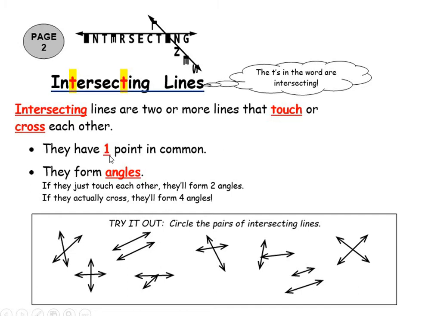Since they touch or cross, they have exactly one point in common, and where they touch or cross, they form angles. So for example, these two lines are just touching each other and they form two angles right here. These two lines are crossing one another and they form 4 angles. So try it out. Go ahead and circle the examples of intersecting lines that you see in this box.